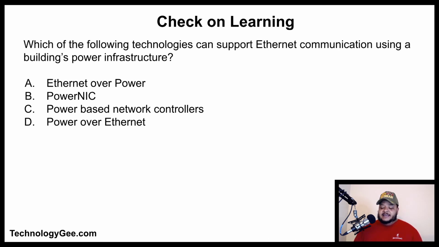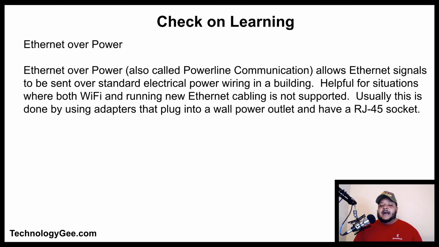The correct answer is Ethernet over power. So remember, Ethernet over power, which is also called power line communication, allows Ethernet signals to be sent over standard electrical power wiring in a building. This is helpful for situations where both Wi-Fi and running new Ethernet cabling is not supported. Usually this is done by using adapters that plug into a wall power outlet and they have RJ45 ports on them.